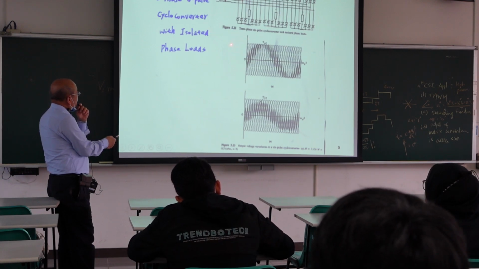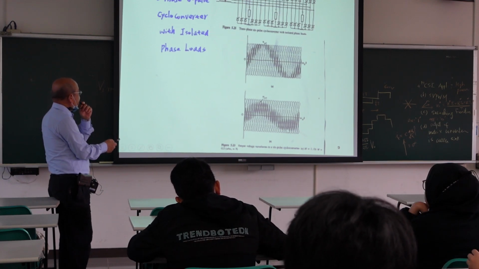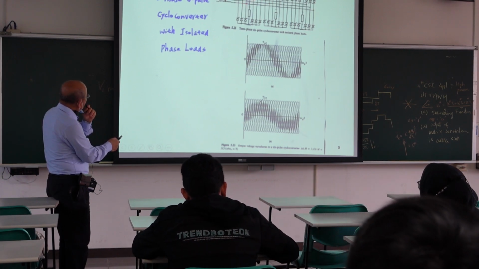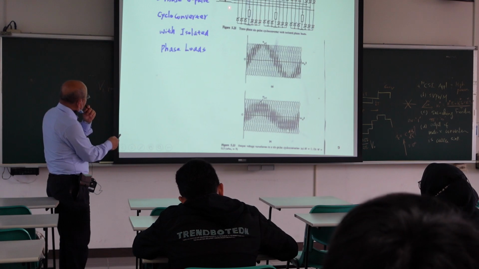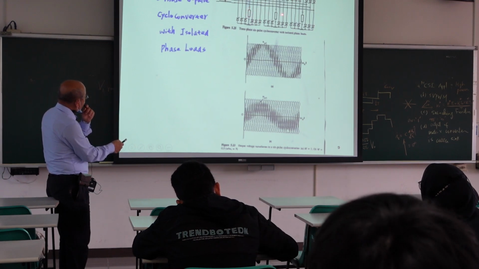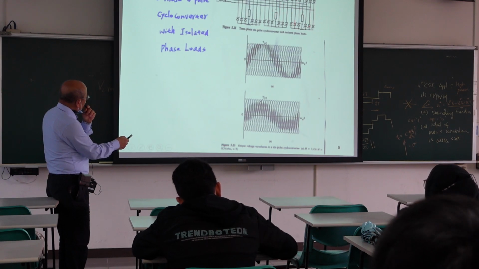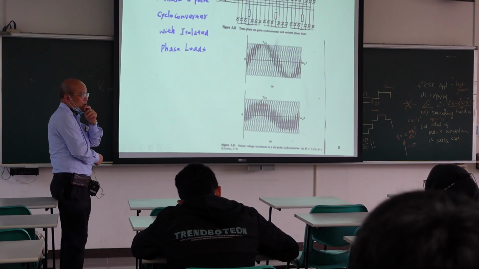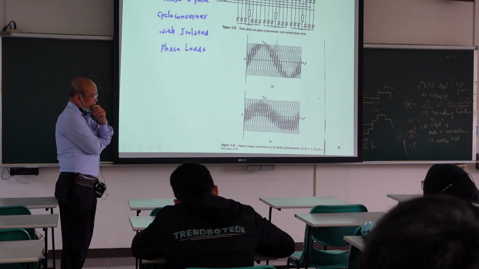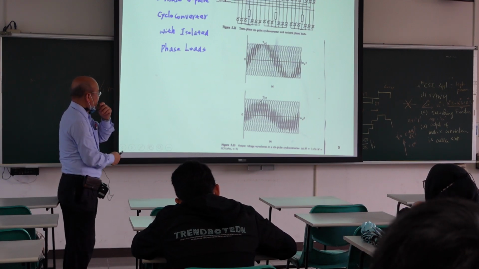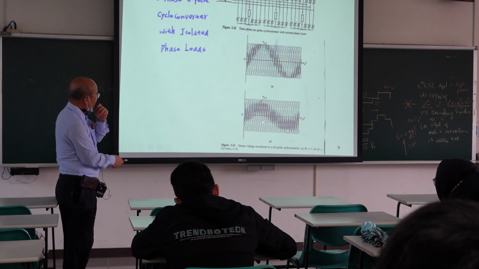this structure. So how many SCRs do we need? 1, 2, 3, 4, 5, 6. This is 12 for A phase, 12 for B phase, 12 for C phase. So totally how many SCRs do we need? 36. 36.